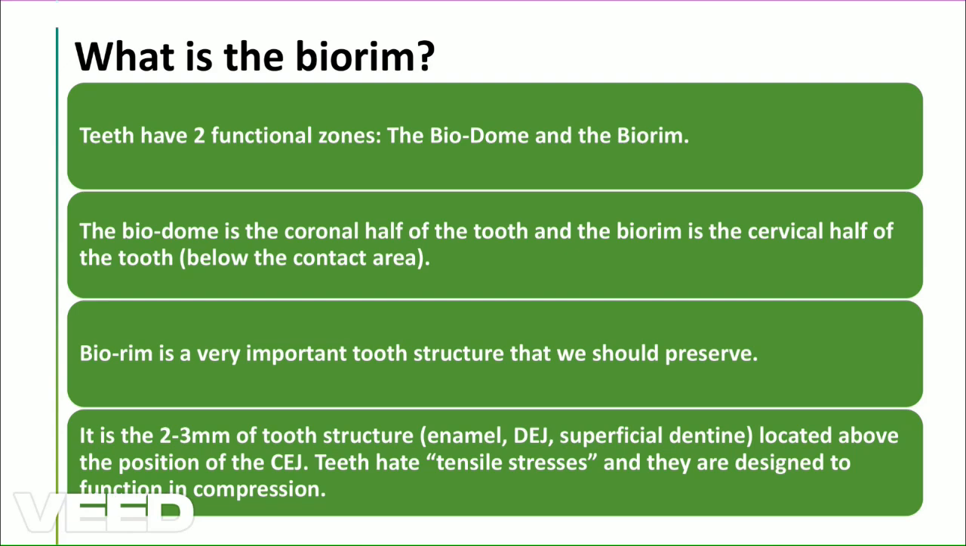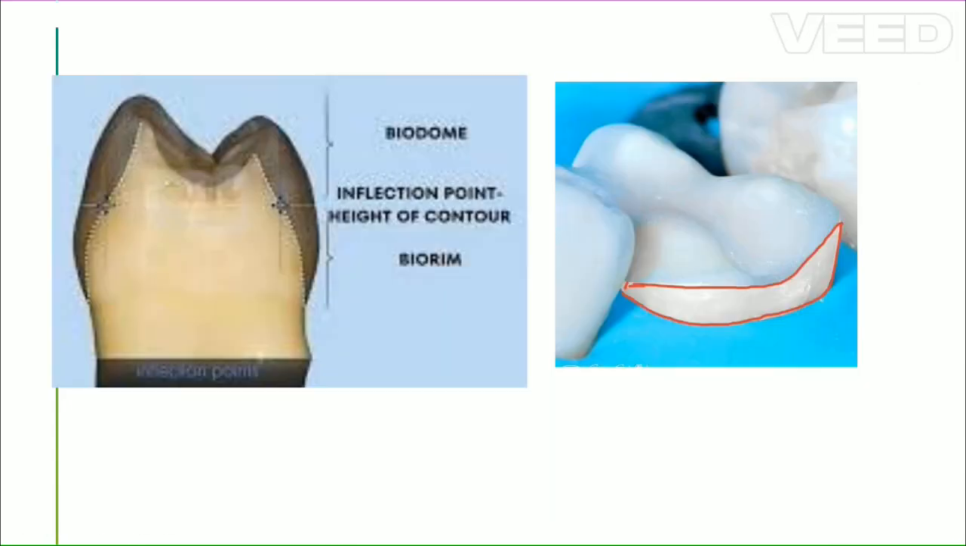So, what is a biorim? Teeth have two functional parts, the biodome and the biorim. The biodome is the coronal half of the tooth, and the biorim is the cervical half of the tooth. The biorim is a very important tooth structure that we should preserve. It is the 2 to 3 mm of tooth structure located above the position of the CEJ. Teeth naturally hate tensile stresses and they are designed to function in compression. This figure shows the height of contour, above which it is biodome and below which it is biorim. The area demarcated with red color shows the biorim.